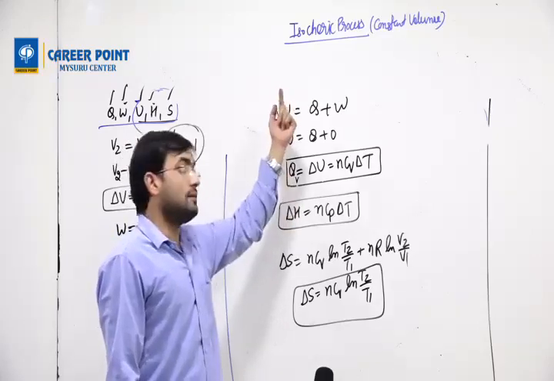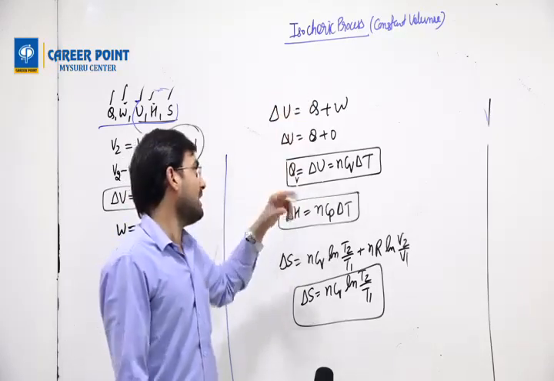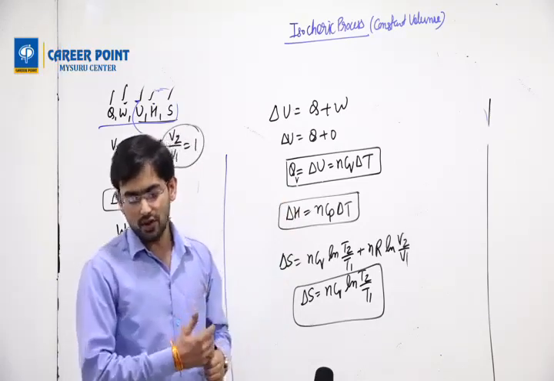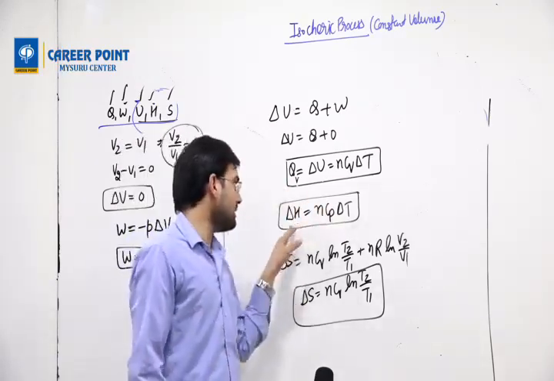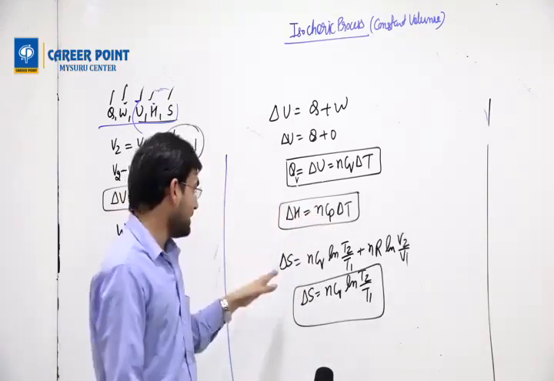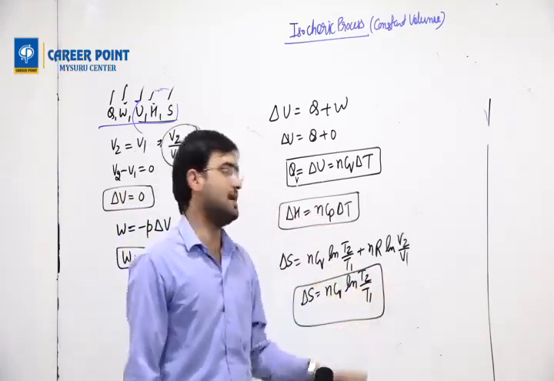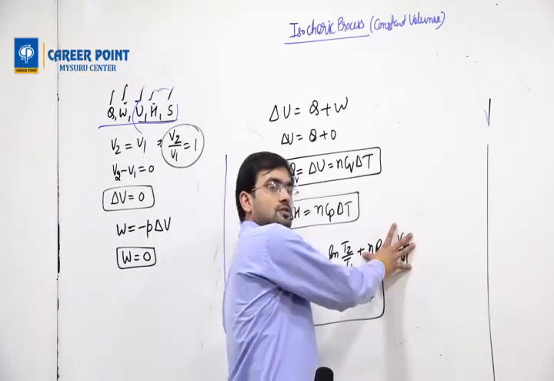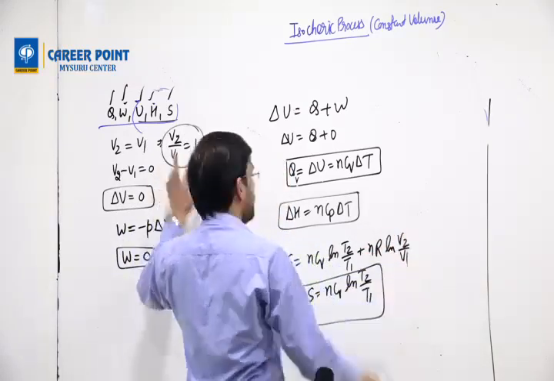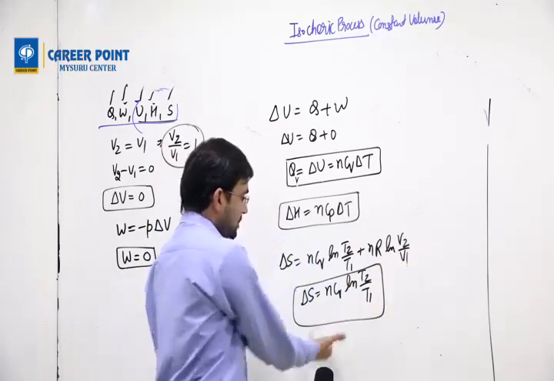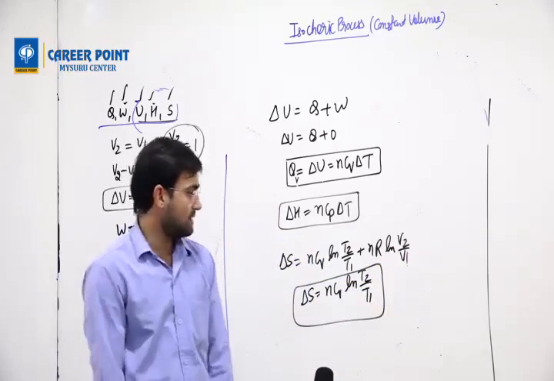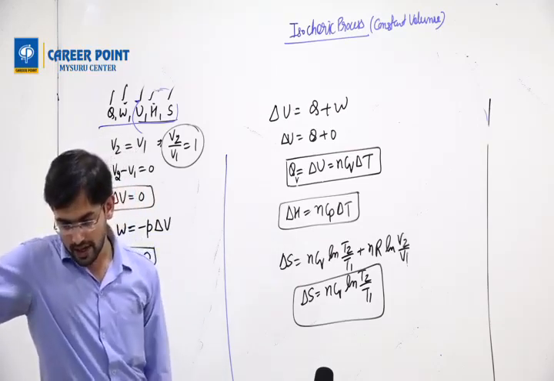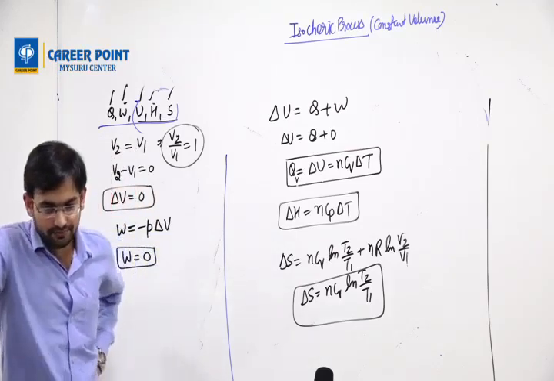So if they give a constant volume process and they are asking Q, directly you can calculate Q equals delta U, nCV delta T. Delta H equals nCV delta T, and delta S equals nCV ln T2 by T1 plus nR ln V2 by V1. This term becomes 0 because V2 by V1 is 1 and ln 1 is 0, so you get delta S equals nCV ln T2 by T1. Understood? Okay. Any other doubt?